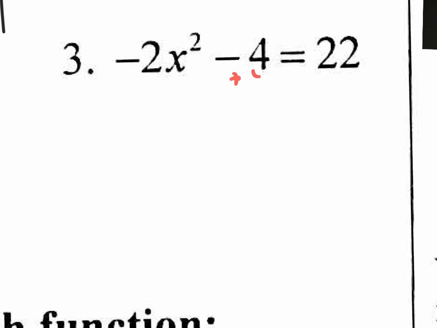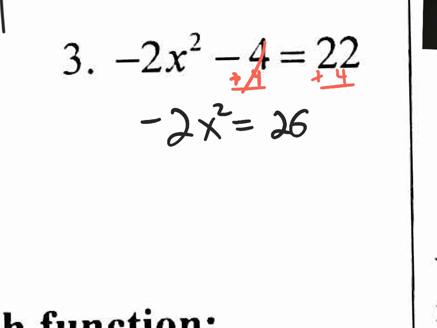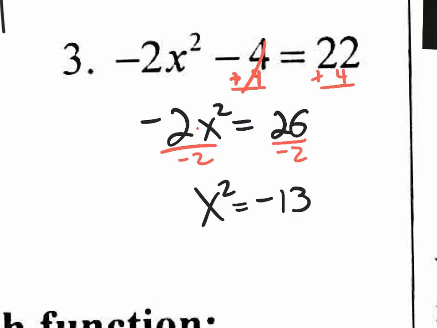Let's add 4, rewrite. We're going to have negative 2x squared equals 26. Then you're going to get rid of that negative 2, dividing by negative 2. You're going to end up with x squared equals negative 13. What's the next step? Square root. When you apply a square root, your answer must have a plus or minus sign in front of it.